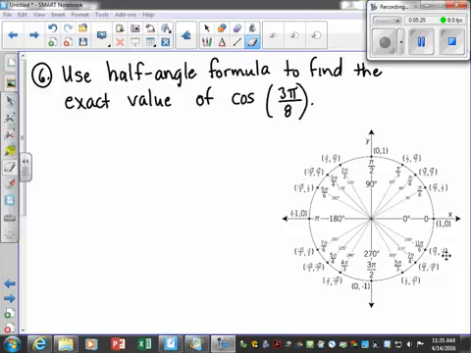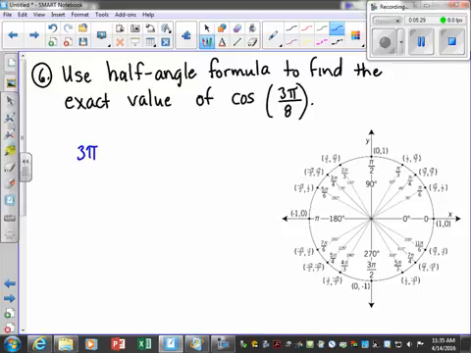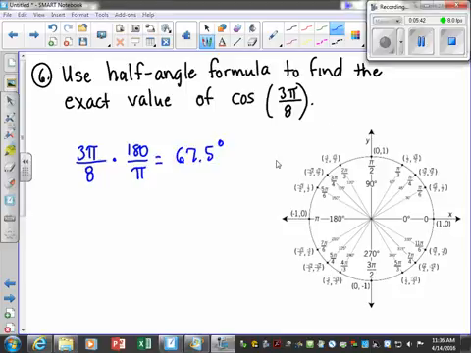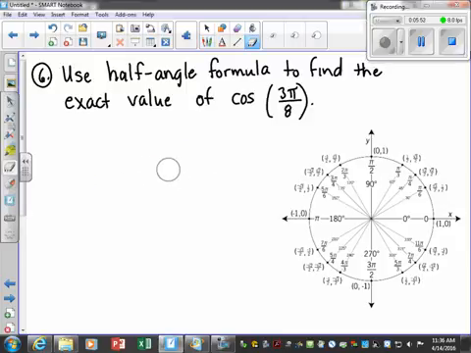Now, one of the tools I could use that may be helpful, and many of you prefer this, is to convert 3 pi over 8 to degrees just so I have an idea of where it is. So how will we do that? 180 over pi, and that simplifies to roughly 67.5. So which quadrant is 3 pi over 8 in? 1. So that's just a side note. Degrees is easier to tell, but let's leave it in radian.